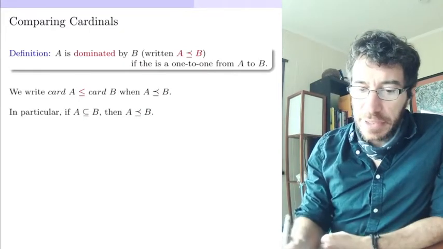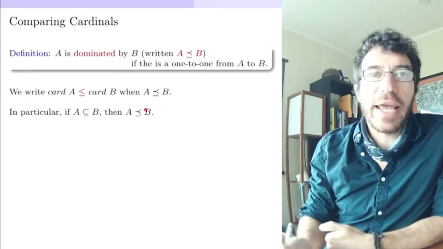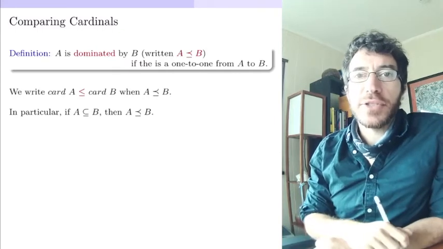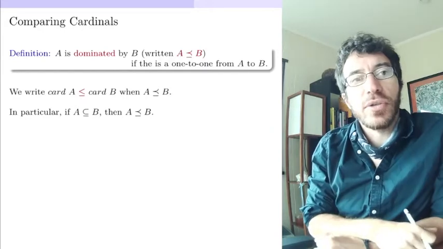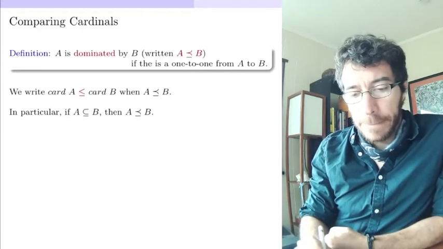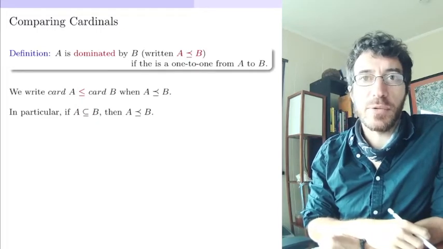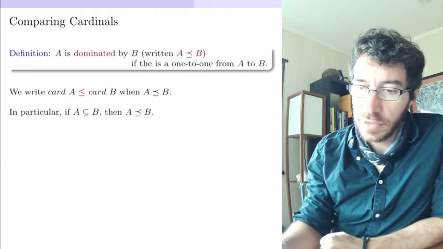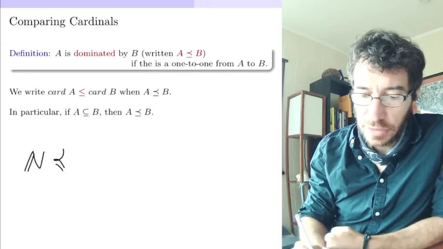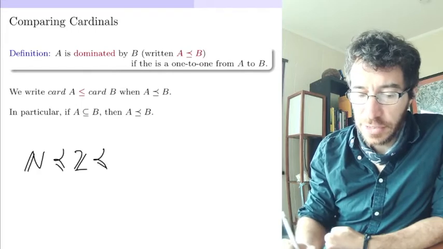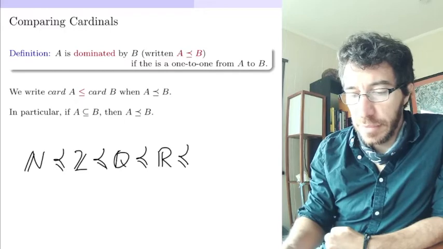And in particular from this definition, when we have that A is a subset of B, then A is dominated by B, of course, by using the identity function, or the inclusion function, I guess it's called, when it's a subset. So if you're a subset, then you're clearly included in the other, right? So, for instance, we have that the natural numbers are a subset and therefore are less than or equal in size to the integers, less than or equal to the rationals, less than or equal to the reals, dominated by the complex numbers.